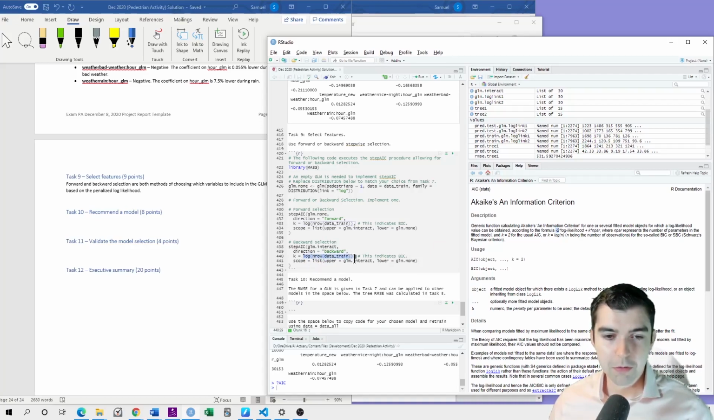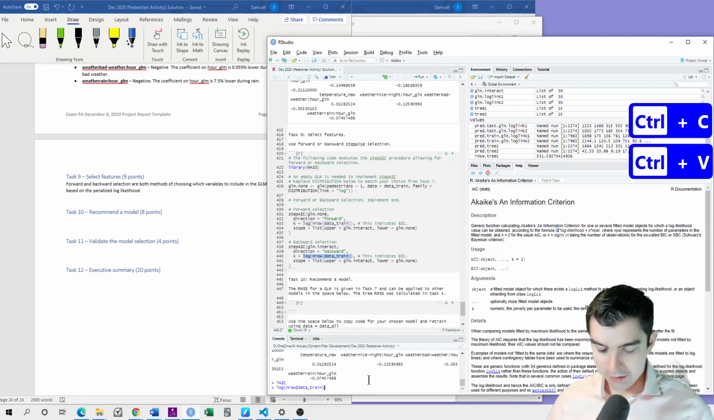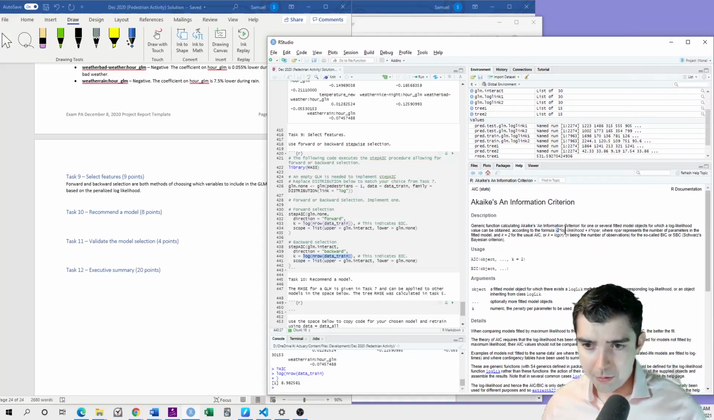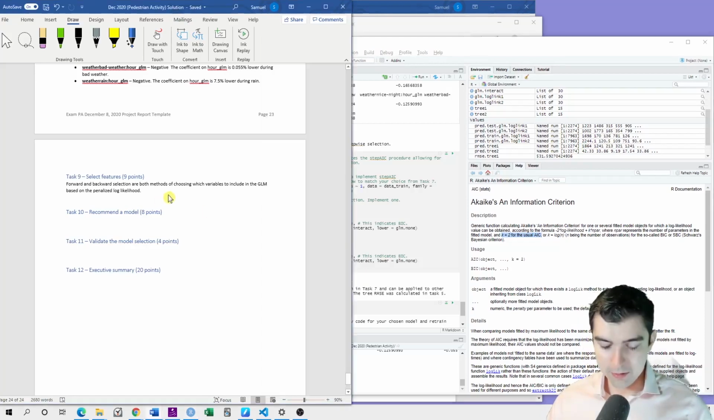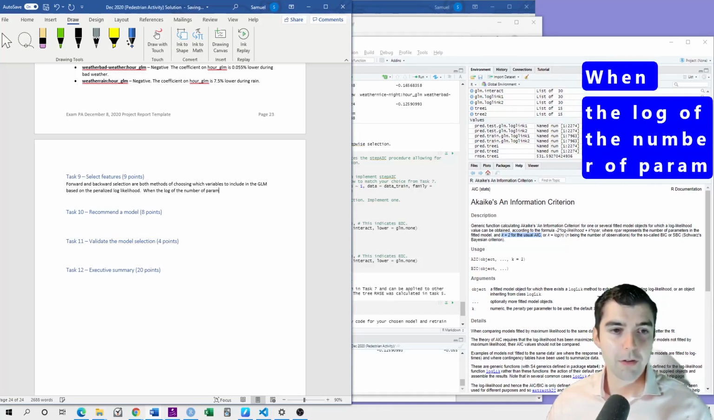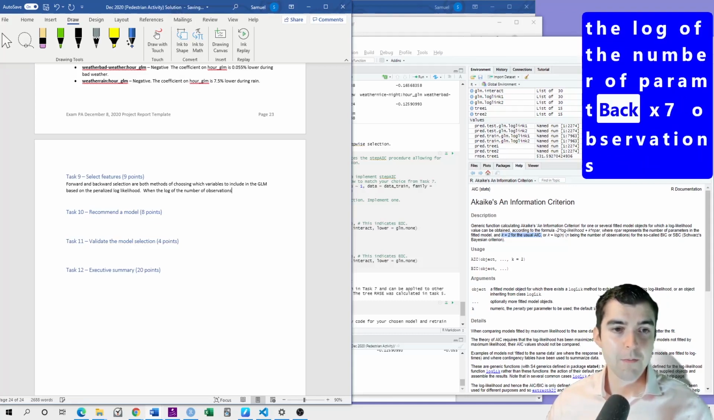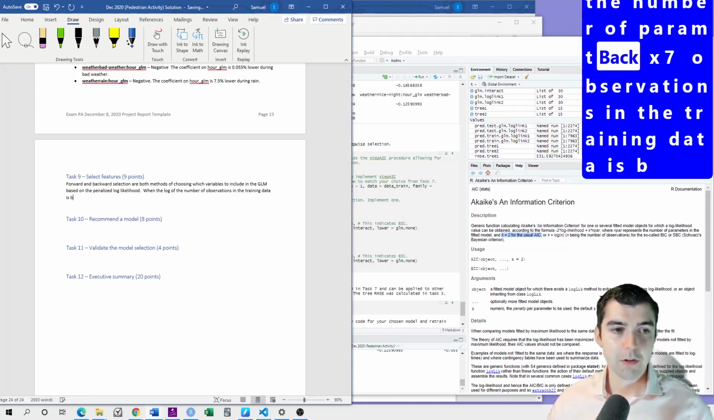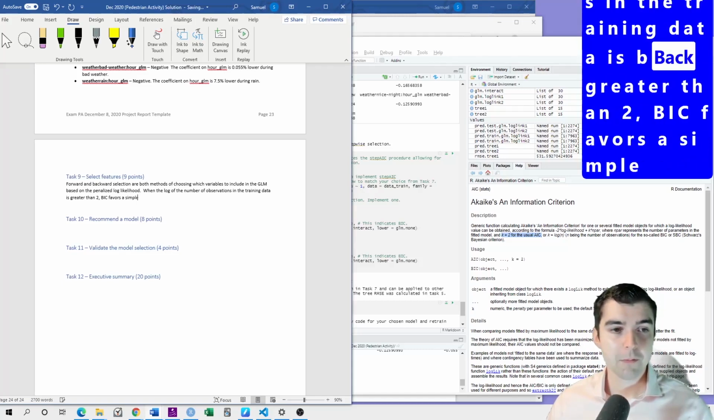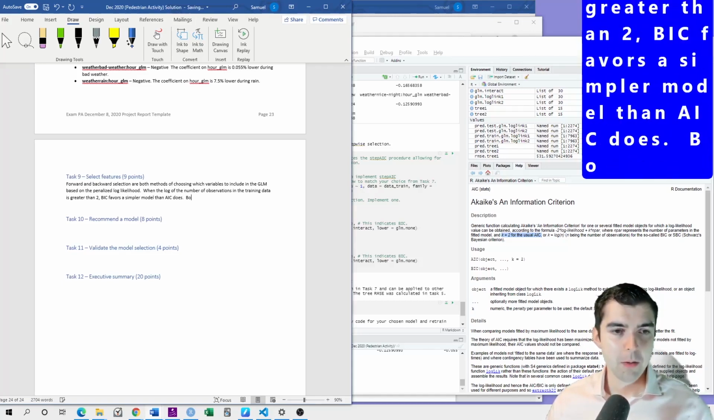You can see that it's using K equal to the log of nrow of train, which in our case is about 9, which is greater than 2. So when K is greater than 2, BIC favors a simpler model than AIC, right? So when the log of the number of observations in the training data is greater than 2, BIC favors a simpler model than AIC does.